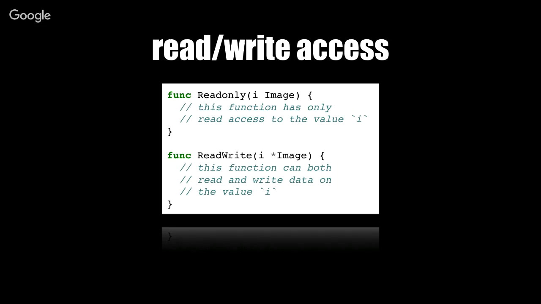But in the second one here, I've got a pointer. So now because I have a pointer directly to the original memory, I can mutate it. So maybe in this function here, I'm going to add a watermark to my image, for example. Whereas in the first one, maybe I'm just going to create a thumbnail copy of it. So that's a huge benefit.